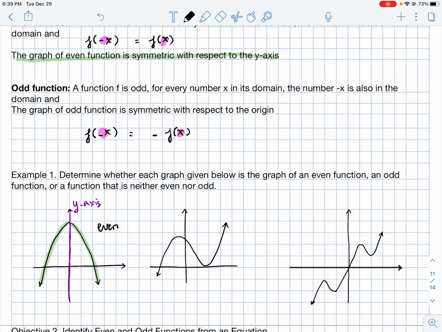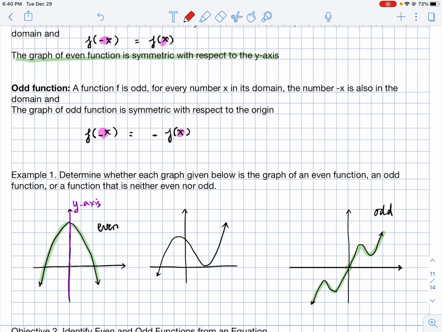Now, you look at the last one. Look at the origin right here, 0 right here, and you look at the pieces in quadrant number 1 and quadrant number 3. What you see is they are symmetrical with respect to the origin O. So by the definition of an odd function, the last one is odd because the graph is symmetric with respect to the origin.